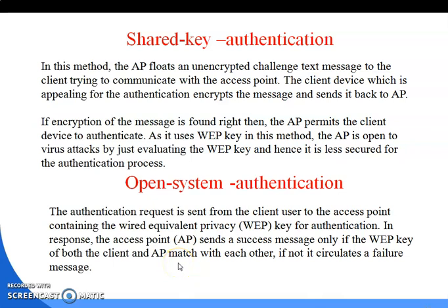Welcome back. Shared key authentication and open system authentication. In shared key authentication, the access point sends an unencrypted challenge text message to the client trying to communicate with it. The client device requesting authentication encrypts the message and sends it back to the access point. If the encryption of the message is found right, then the access point permits the client device to authenticate, and it uses the WEP key in this method.